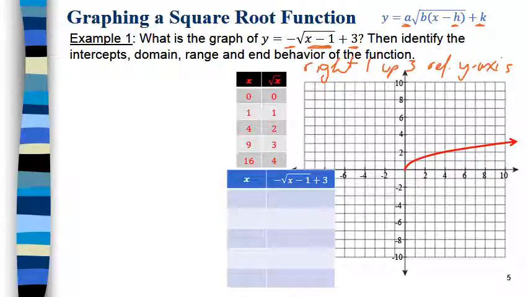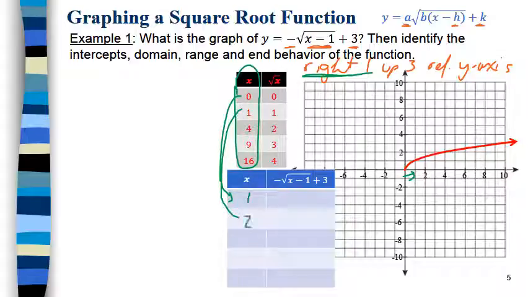So when we create our table, rather than just randomly picking x values, we can actually use the fact that the x values are moving right 1. Well, if you move an x value right 1, you're basically adding 1. So when we start at 0, 0 plus 1 is 1. 1 plus 1 is 2. 4 plus 1 is 5. 9 plus 1 is 10. And 16 plus 1 is 17. And so now I can put these x values into my equation. And 1 minus 1 is 0.